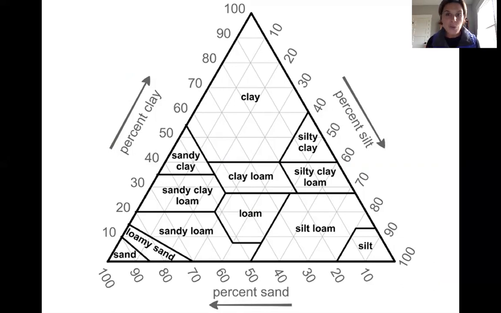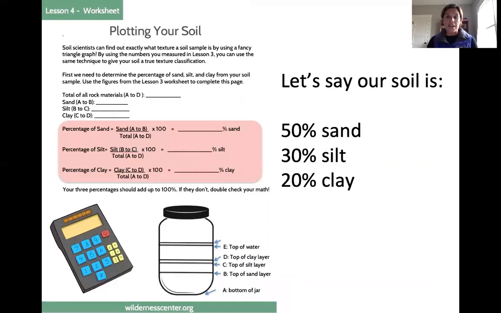So how do we do this thing? All right, here's your worksheet. This is the part that's really hard. You're going to have to go back to your lesson 3 and pull out the numbers, the measurements that you got for your A to D, A to B, B to C, C to D. So you can bring that from lesson 3 into your lesson 4 worksheet.